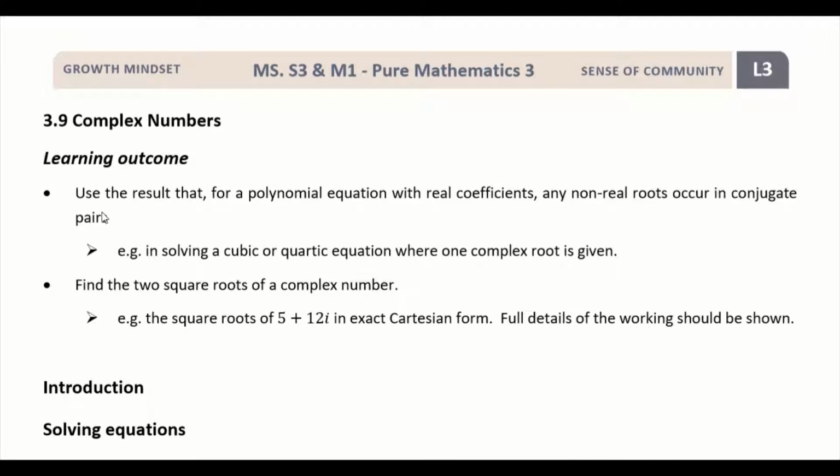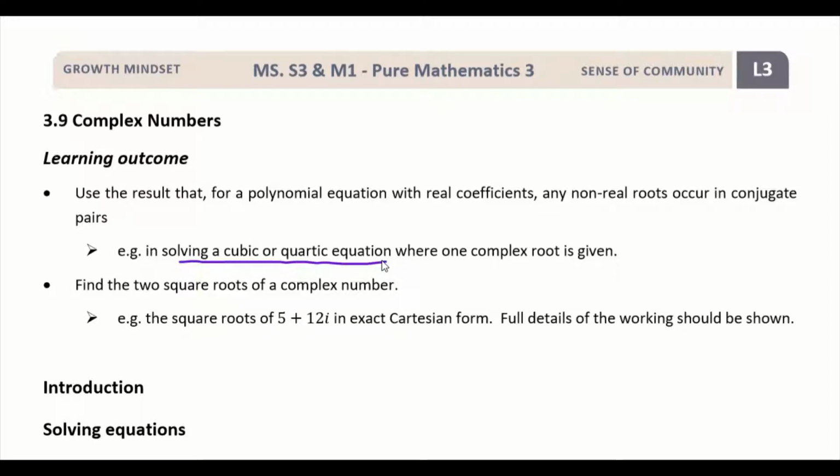The first learning outcome is to use the result that for a polynomial equation with real coefficients, any non-real roots will always occur in conjugate pairs. You are going to use this conclusion to help you solve a cubic or a quartic equation.